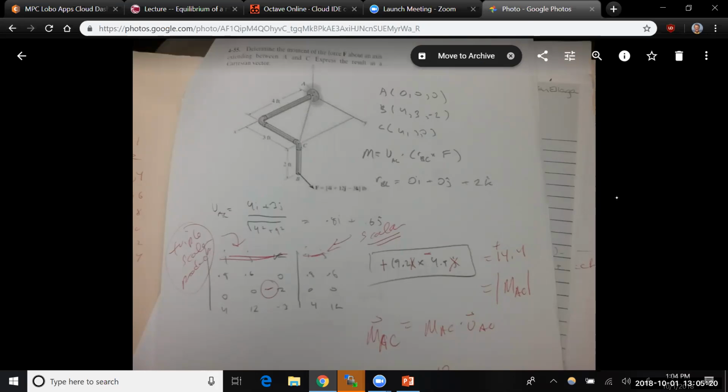There was also a sign error in the position vector. It's -2 in the k direction. So it's not 19.2 plus or minus 4.8j. It's 19.2 minus 4.8, which is 14.4. That gives you the magnitude of the moment about the AC axis. To find the vector of the moment about the AC axis, you have to multiply again by the unit vector UAC. That's when you get 15.5i minus 8.6j, something like that, as the answer. So check that out if you're confused.